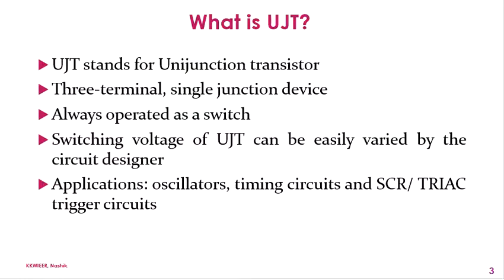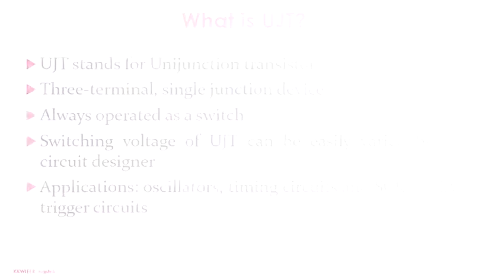UJT stands for unijunction transistor. It is a three-terminal device, and as its name suggests, it is a unijunction, that is a single junction device. UJT is always operated as a switch, and switching voltage of UJT can be easily varied by a circuit designer. UJT can be used in oscillators, timing circuits, SCR triac triggering circuits, etc.